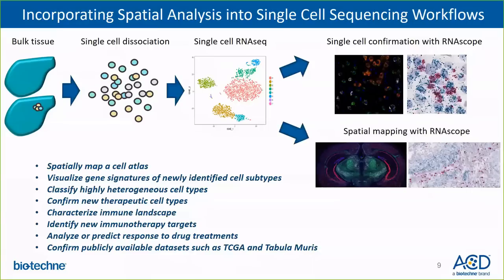Applications of incorporating the RNAscope technology into single-cell sequencing workflows include spatially mapping a cell atlas, visualizing gene signatures of newly identified cell subtypes, classifying highly heterogeneous cell types, confirming new therapeutic cell types, characterizing the immune landscape in the tumor microenvironment, identifying new potential immunotherapy targets, analyzing or predicting responses to drug treatments, and also confirming publicly available data sets such as the TCGA and Tabula Muris.